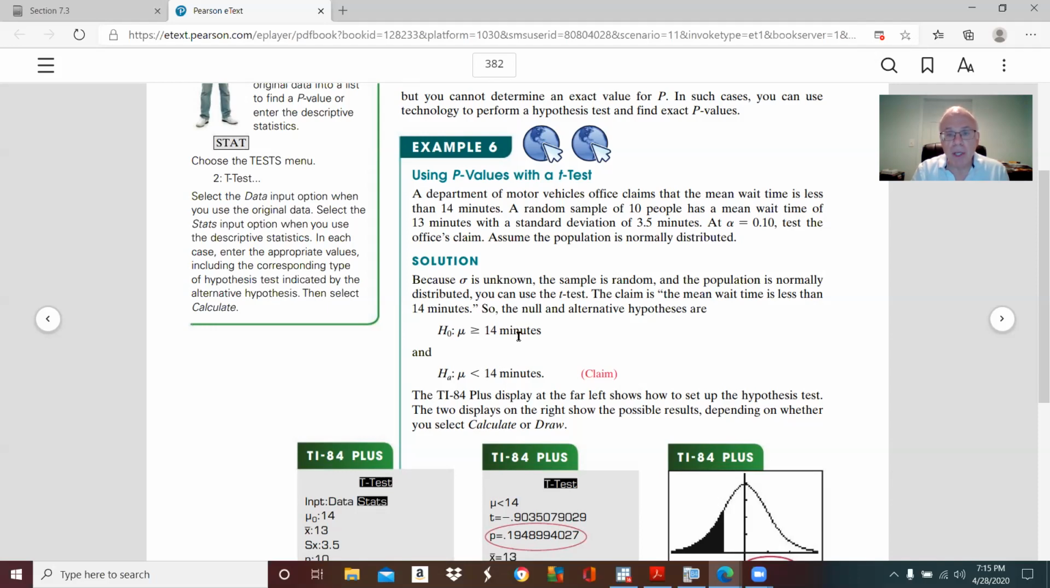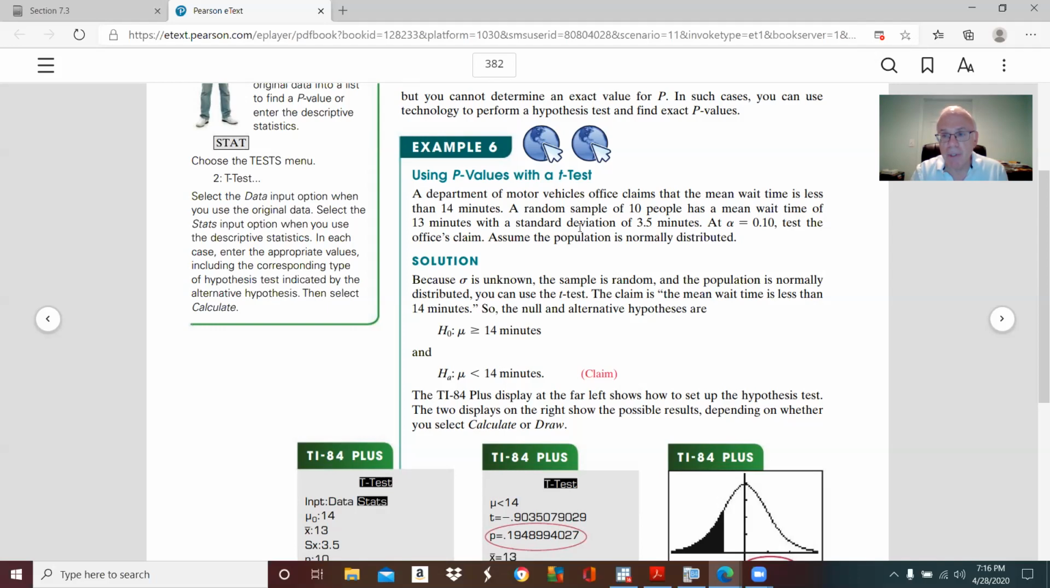All right, now the X bar, the sample mean out of a sample of 10 people, is 13. And it says with a standard deviation 3.5 minutes. Now, how do you know whether that's the population standard deviation or the sample standard deviation? Well, if it was the population standard deviation, they would state population standard deviation. Since they have not stated that, and they mention it in the same sentence as a random sample of 10 people, this standard deviation is the sample standard deviation, not the population standard deviation.